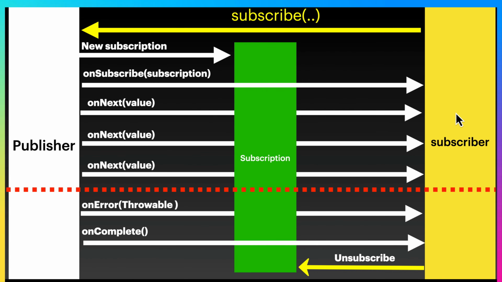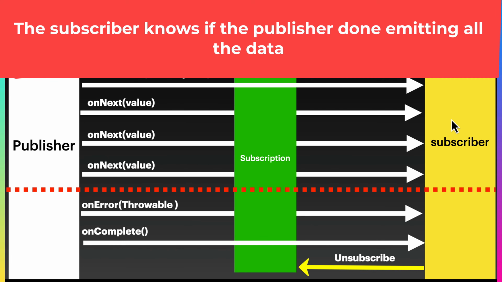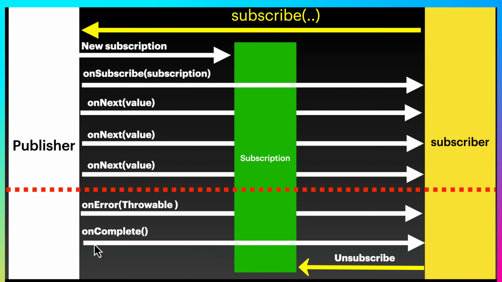Another advantage that we see over here is that the subscriber knows when all the data has been sent from the publisher. How does the subscriber know about it? Because of the onComplete method. Whenever the publisher has sent all the data, it can send an onComplete event as well. Using that, the subscriber can notice, okay, I got an onComplete event right now, so I know that no further data will be sent from the publisher.